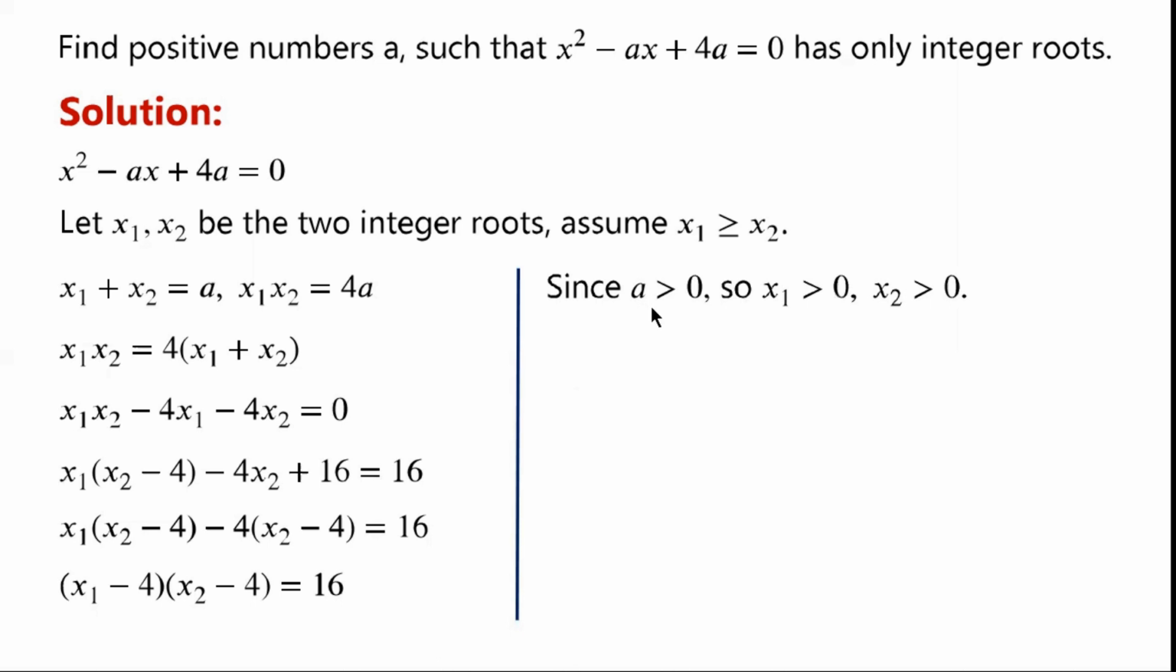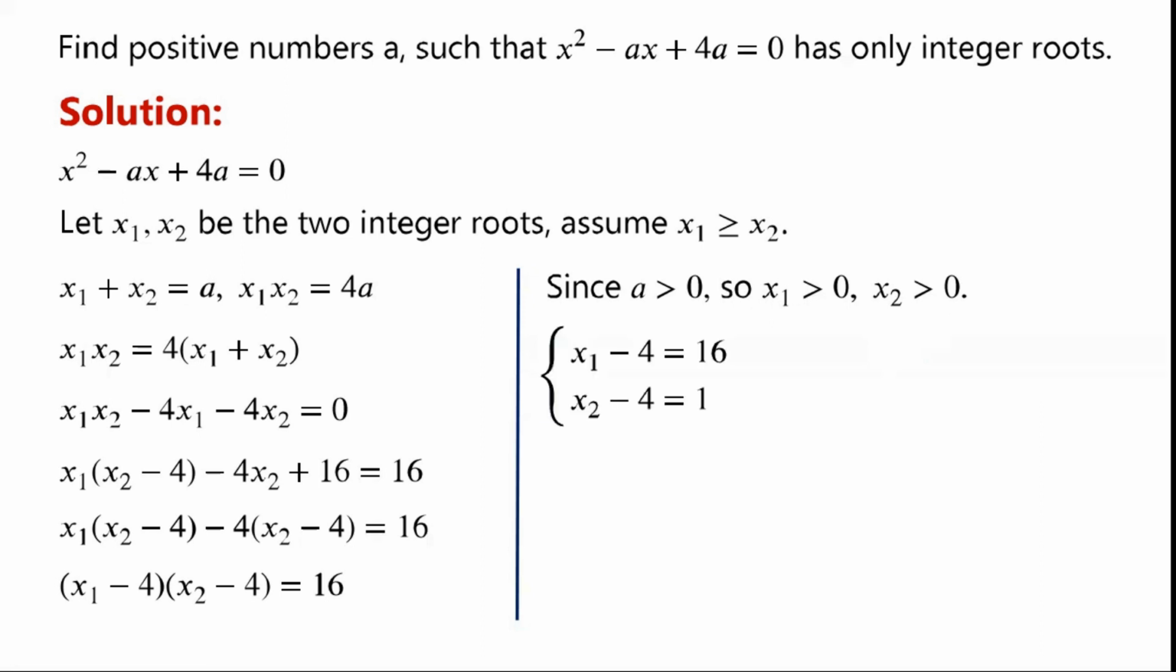Since a is greater than 0, and we know that x1 x2 equals 4a, x1 and x2 must both be greater than 0, or must be both less than 0. We also know that x1 plus x2 equals a, which is greater than 0. So x1 is greater than 0, x2 is greater than 0.